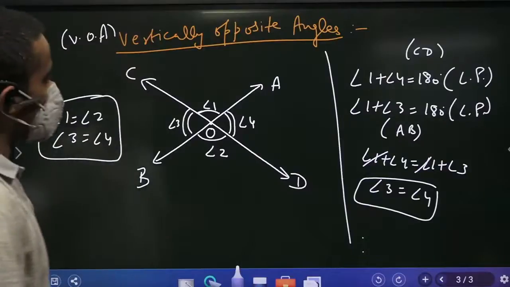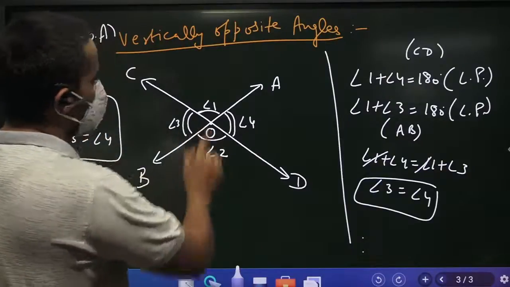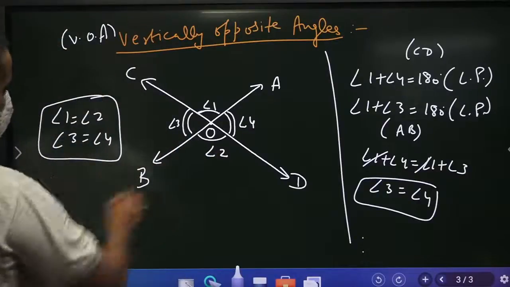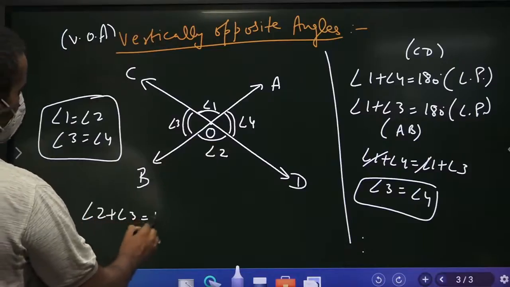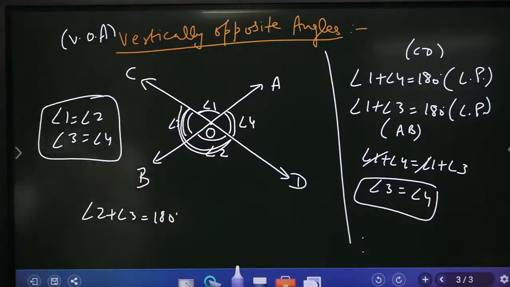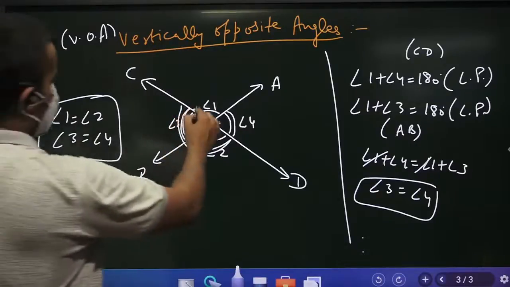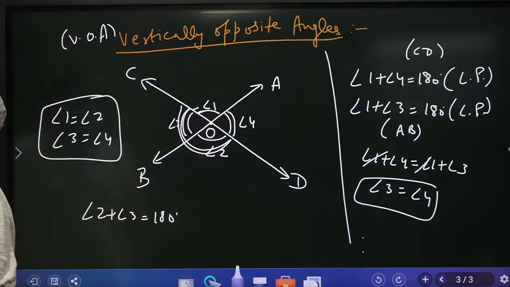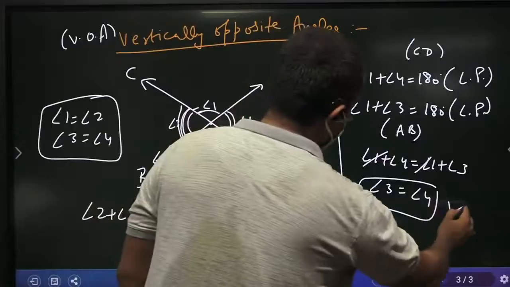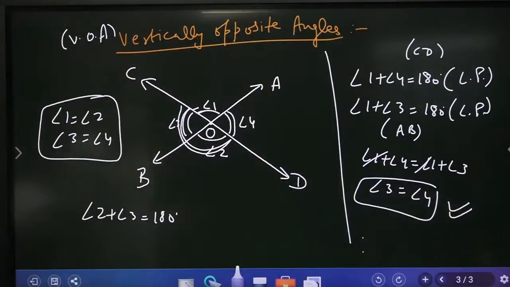Yes or no, friends? So similarly, we can prove that angle 3 is equal to angle 4 also. Yes or no? As you know, on line CD, angle 2 plus angle 3 is 180. Say this, angle 2 plus angle 3 is 180. Yes or no? Then we have to prove angle 3 is equal to angle 4, which we have already proved.